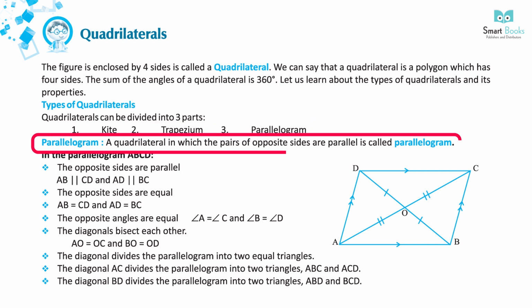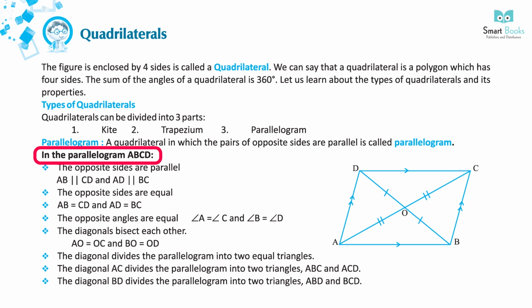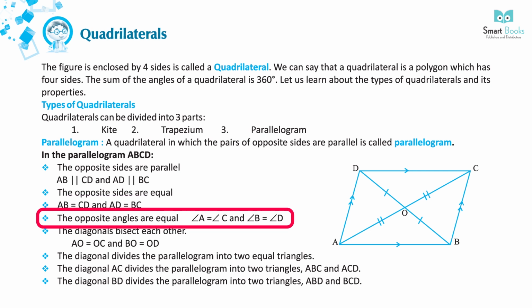Parallelogram. A quadrilateral in which the pairs of opposite sides are parallel is called a parallelogram. In the parallelogram ABCD, the opposite sides are parallel. AB is parallel to CD and AD is parallel to BC. The opposite sides are equal. AB equals CD and AD equals BC. The opposite angles are equal. Angle A equals angle C and angle B equals angle D.